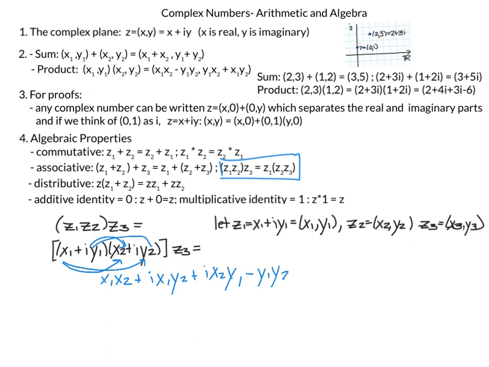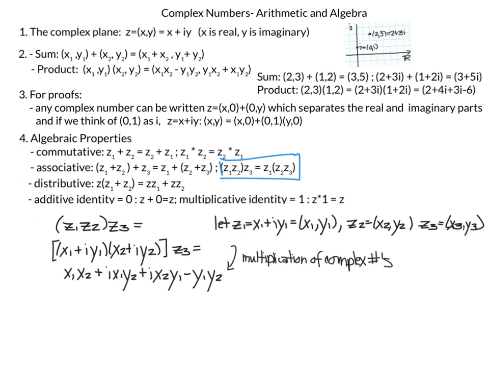y1 y2. So I cleaned this up a little bit, and my final answer here is x1 x2, and then I have my i x1 y2, as well as my i x2 y1, and then my minus y1 y2. And I have my justification of my step from here to here as multiplication of complex numbers. Oh, and I need to remember that I also need to then multiply by z3.